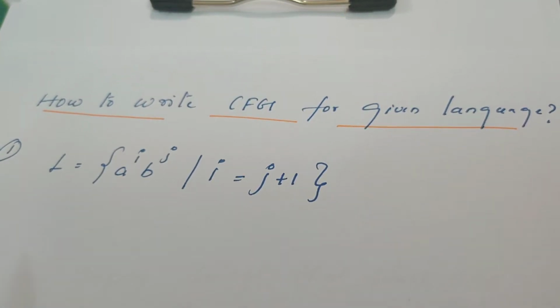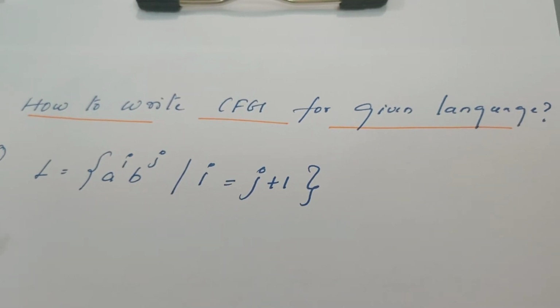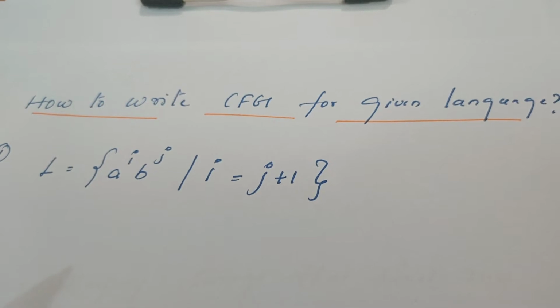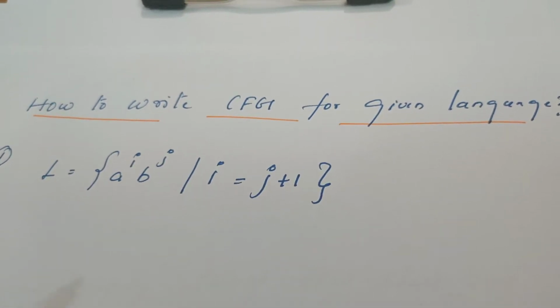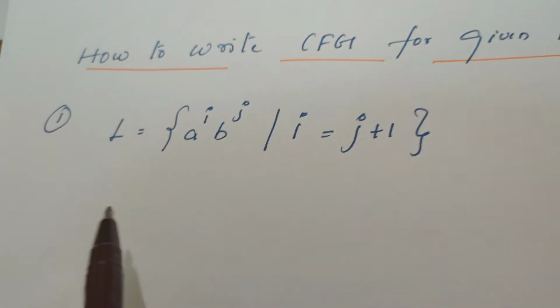Today in this video, we are just going to continue how to write context-free grammar for the given language. Already in my previous video, I have solved some examples and I also explained what is context-free grammar. So let us continue with some more examples here. This is the first example.